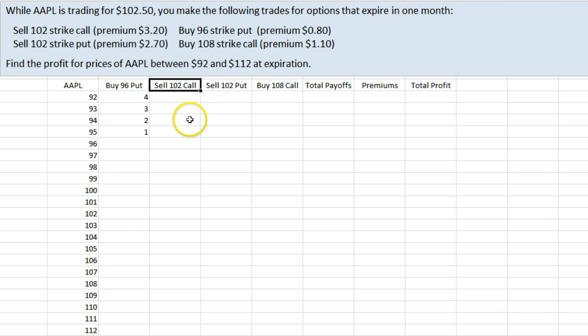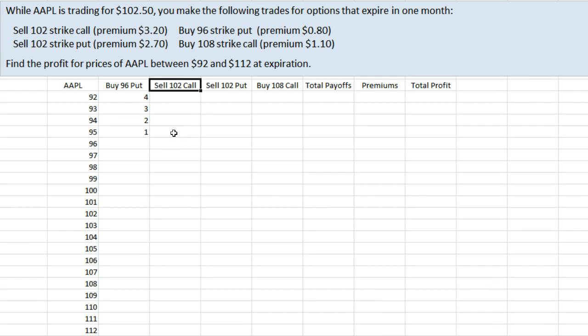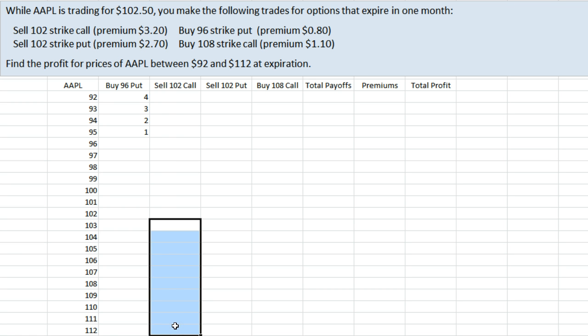The next thing we're doing here is selling a 102 call. Since it is a call, it will have a payoff for prices of Apple above 102, which is in this range here. Then we have to ask, are we going to be receiving the payoff or making the payoff? In this case, we have sold the call or written the call, same thing, which means that the payoff is going to be negative to us. The person who bought the 102 call is going to be receiving the payoff at strike prices above 102. We wrote the call. We're on the other side of the transaction. We are the people making that payoff.